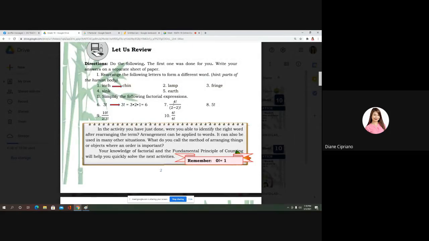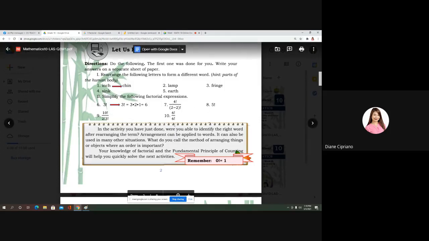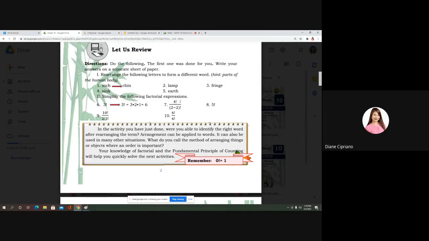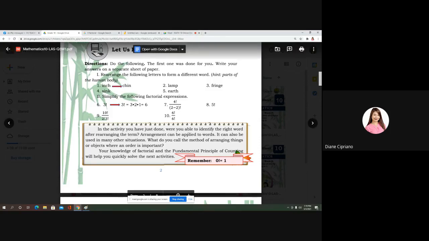How about on our example 7, 8, 9, and 10? All you need to do is just to expand 4. So you have 4 times 3 times 2 times 1. And then in number 7, 2 minus 2 is 0. So 0 factorial. 0 factorial is always equal to 1. Okay? Remember that. And then 5 factorial, nasagot na natin kanina, it is 120. So sa pagsasagot nito, kailangan nakalagay na yung expanded form. Got it? Opo. Yes po. Okay, good.